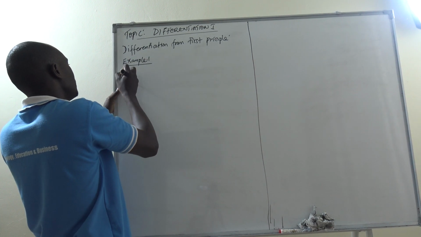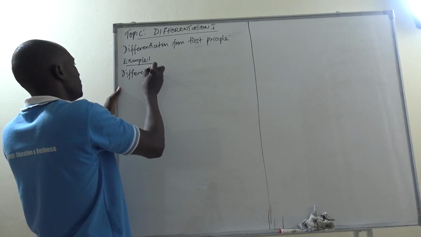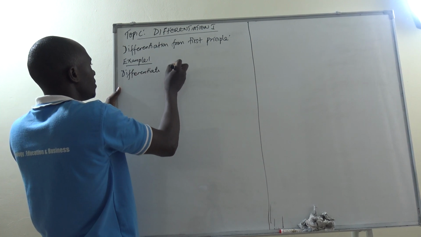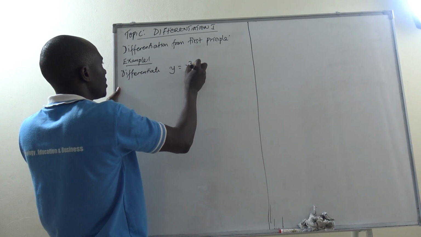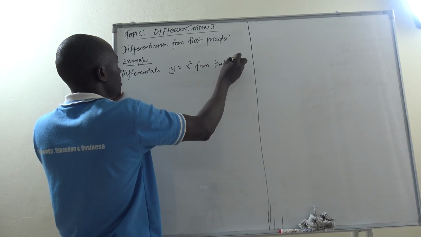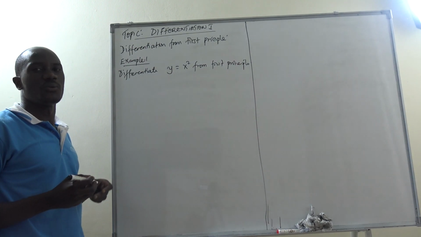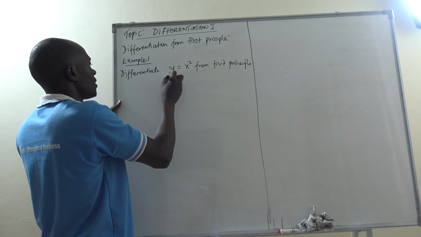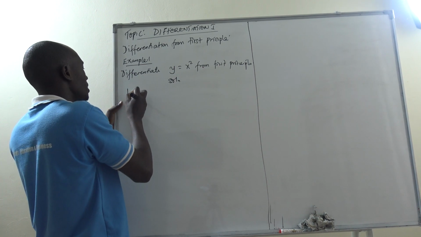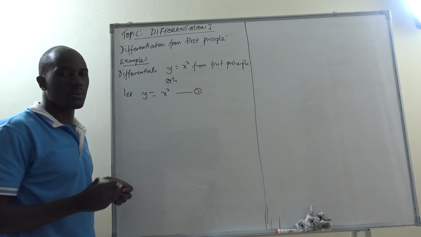Number 1: differentiate y equals x squared from first principles. So what we're going to do is this. We follow these steps. The first one, you can say, let y equals x squared. This is the first equation.